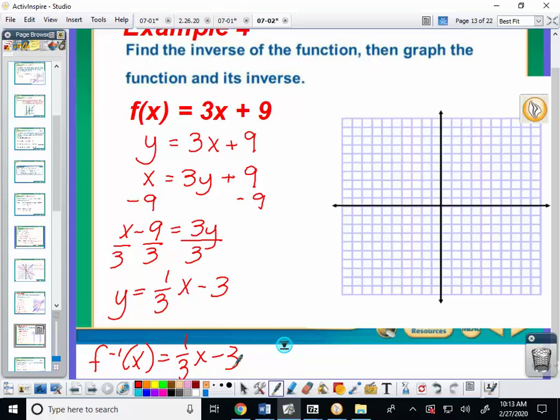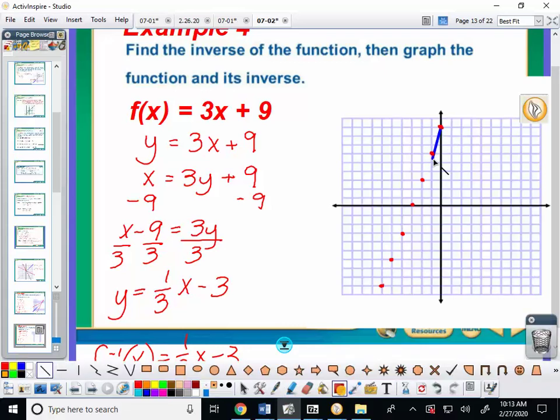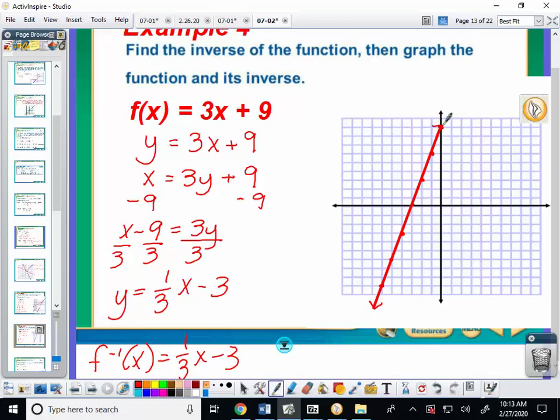So then let's take a second and graph. My y-intercept of the original function was a 9. And my slope is 3. I'm going to go down 3, 1, 2, 3, and left 1. For the inverse function, I have a y-intercept at -3, and the slope is 1/3. So I'll rise 1 and run 3. Could also go down 1 and left 3.